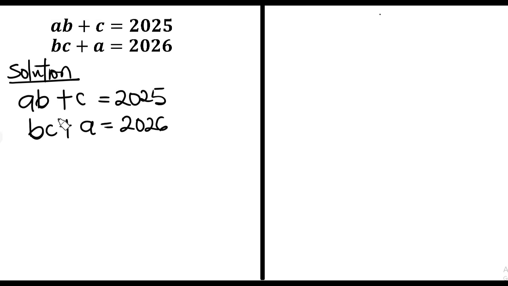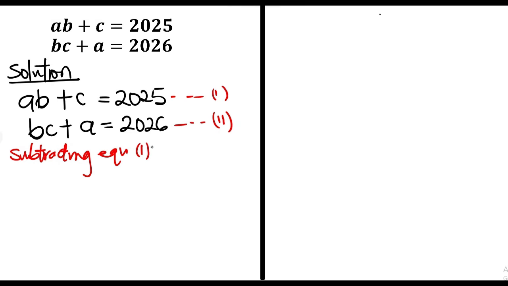The best thing we can do is to subtract the equations from each other. That is, we can subtract the whole of equation 1. We call this equation 1 and this equation 2. Subtracting equation 1 from 2, the whole of equation 1 from 2.